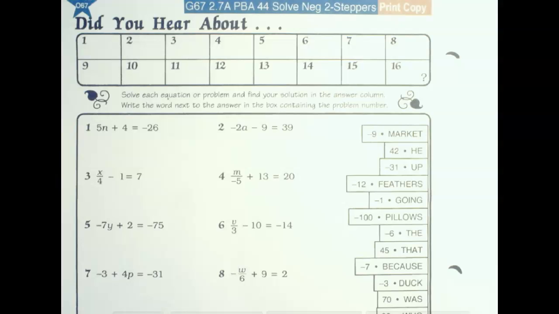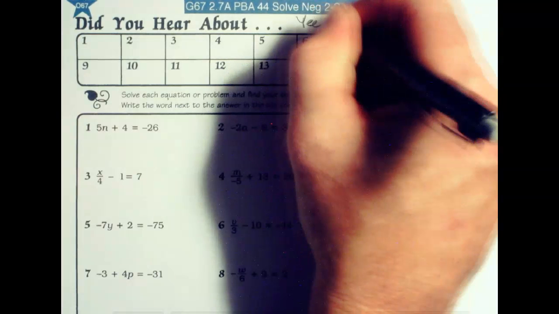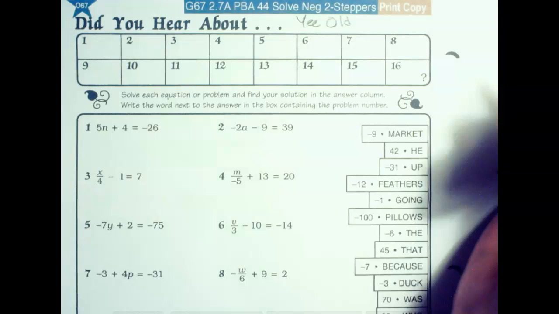All right, we're going to look at good old G67, 2.7A PBA 44, the negative two-steppers. I'd like to refer to these as ye old negative two-steppers.